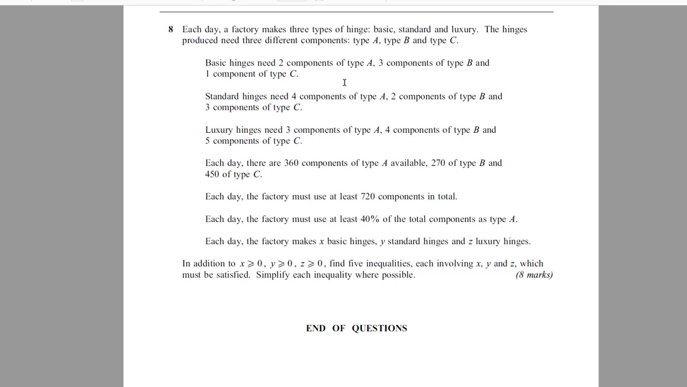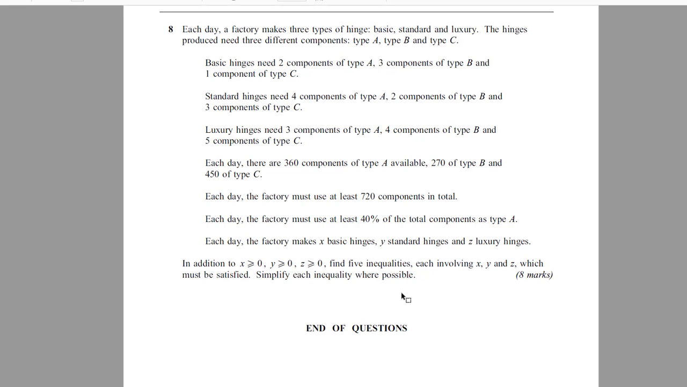In question 8, we're told each day a factory makes 3 types of hinges: basic, standard and luxury. The hinges produced need 3 different components, type A, B and C. And then we've got various information about the constraints on the amount of each type of hinge and component that we have available. The question is asking us to find 5 inequalities in addition to x is greater than 0, y is greater than 0, z is greater than 0, each involving x, y and z, which must be satisfied. And we need to simplify each inequality where possible.